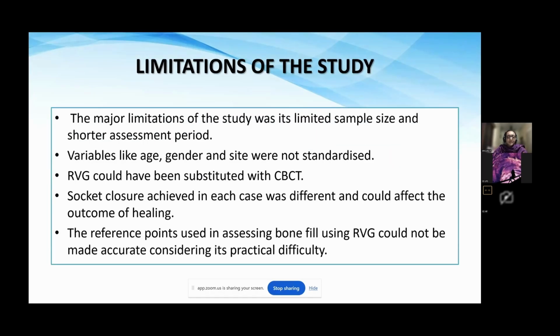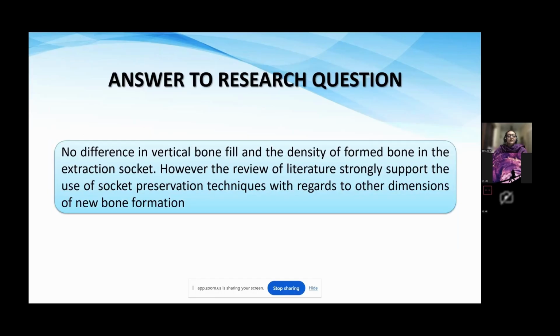The major limitations were the limited sample size and the shorter assessment period. Variables like age, gender, and site were not standardized, and RVG could have been substituted with CBCT. Socket closure achieved in each case was different and could affect the outcome of healing. The reference point used in assessing the bone fill using RVG could have been made more accurate considering its practical difficulty. The answer to my research question was that no difference in vertical bone fill and density of formed bone in the extraction socket was achieved.